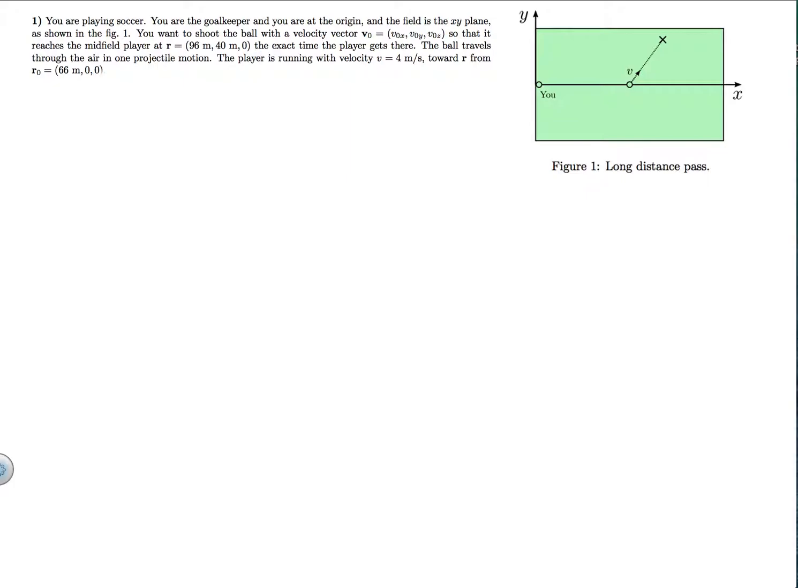So before we begin, let's just define, for our ease, the coordinates of this point r naught, and we'll define these distances relative to each other. So we know that r is a point of 96 in the x direction, and r naught is 66, so we can define this other player relative to us by simply subtracting. So what we get is an x displacement of 30 meters, and then in the y we have 40 meters.